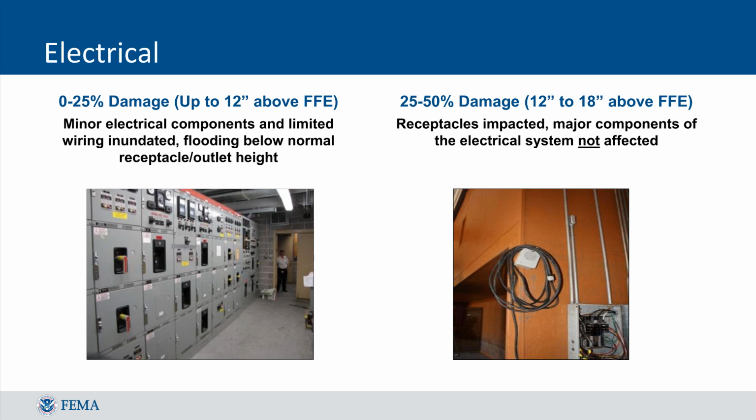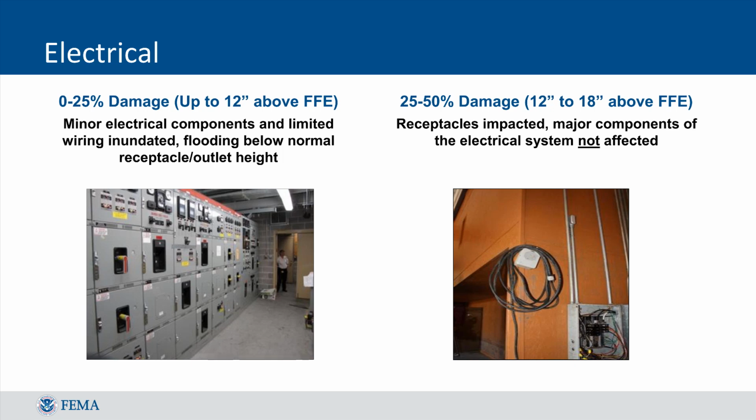As with plumbing systems, electrical systems in non-residential buildings can also be complex, and there are frequently separate areas or rooms where electrical systems are managed. The photo on the left shows an undamaged secondary switchgear system that would be classified in the 0 to 25% damage range. Damage in this range might require replacement of minor wiring, but major features or components would remain unaffected.